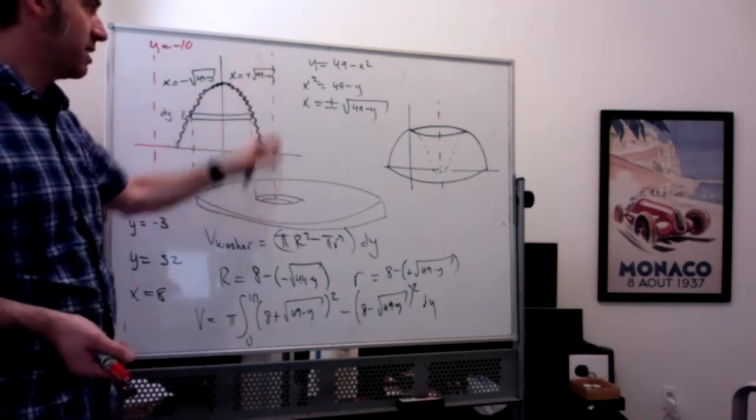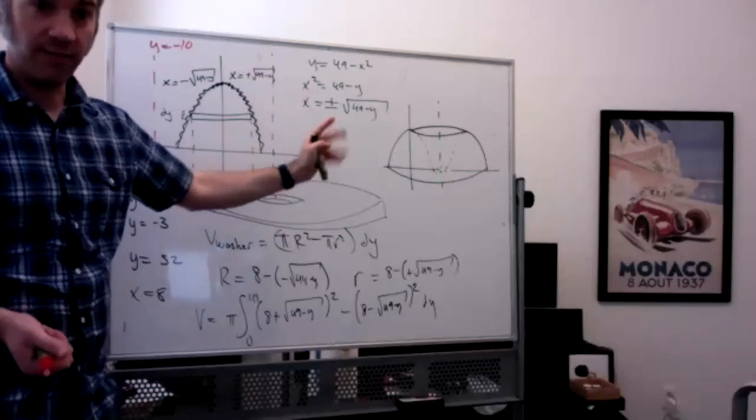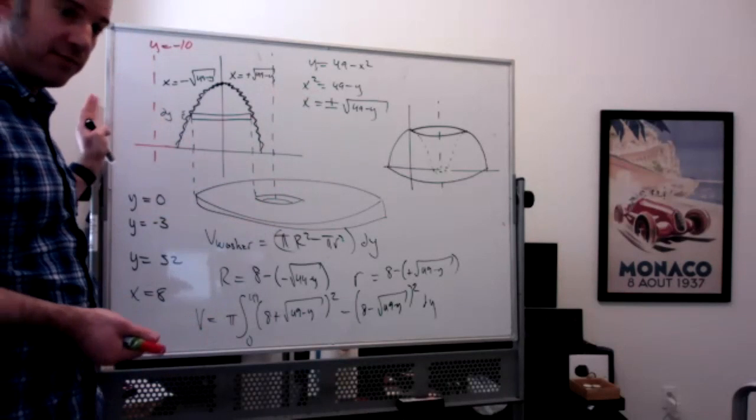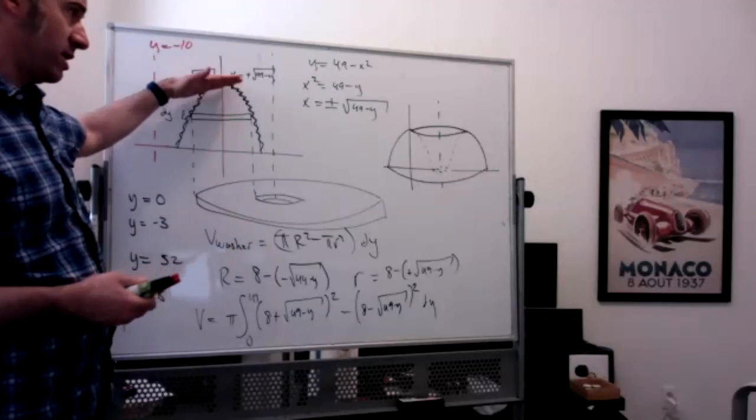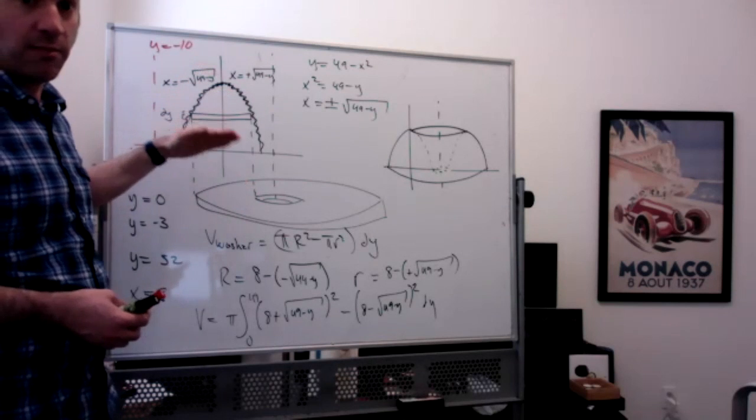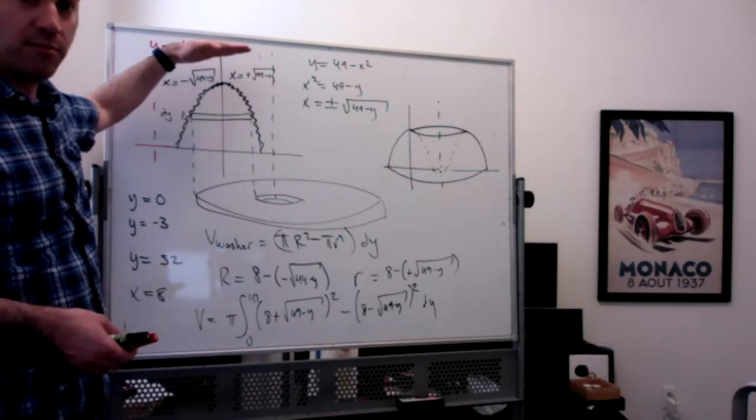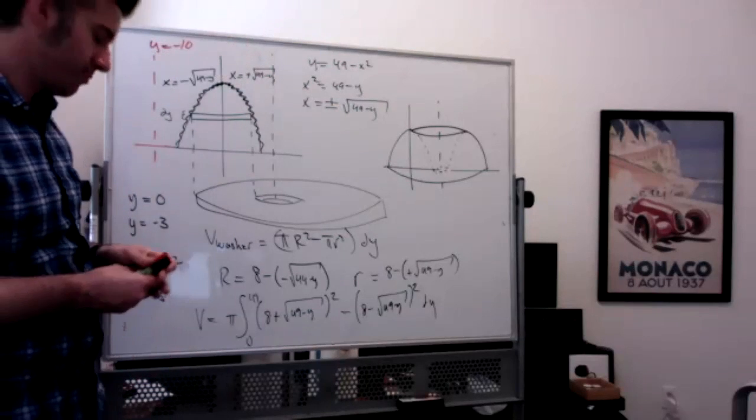In this case, the axis of rotation has the bigger x value, it's further to the right. In this case, the axis of rotation has the smaller x value, it's further to the left. Same deal for y's. When the axis of rotation was below the region, with a smaller y value, we did our things minus the axis of rotation. When our axis of rotation was above, meaning it had a bigger y value, we did the axis of rotation minus the things we had. Okay.